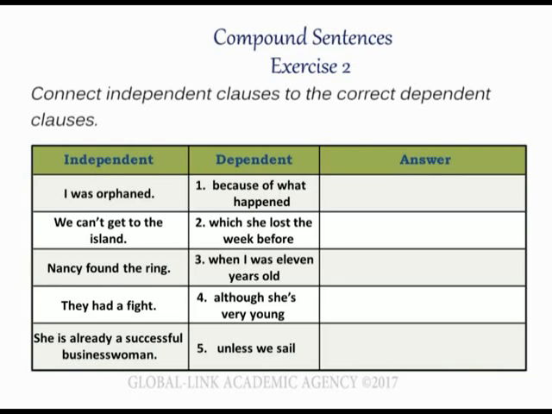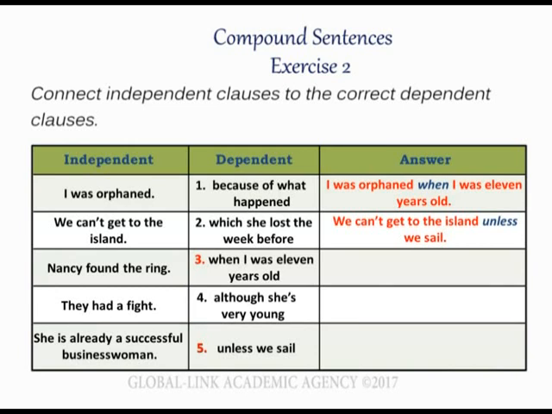Let's start with the first one. I was orphaned. What do you think is the correct dependent clause for this? The correct answer is number 3, when I was 11 years old. So the sentence will now be: I was orphaned when I was 11 years old. The second one, we can't get to the island. The correct dependent clause is unless we sail. The sentence is: we can't get to the island unless we sail.